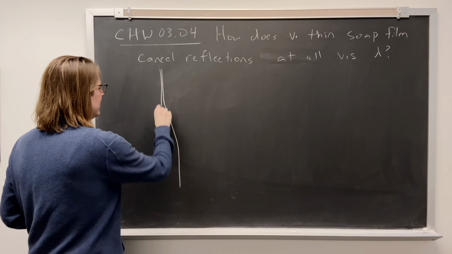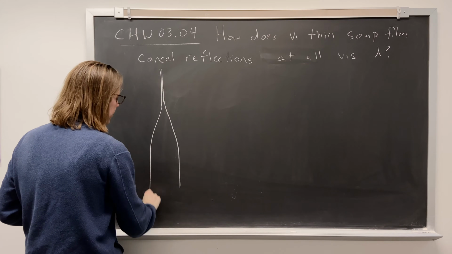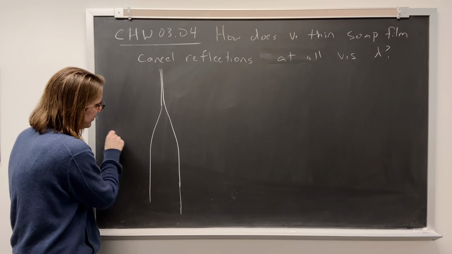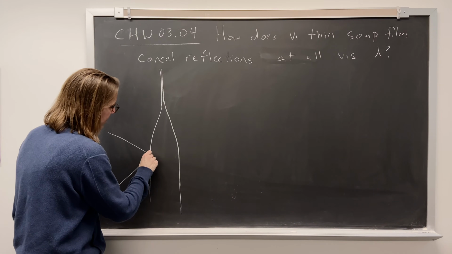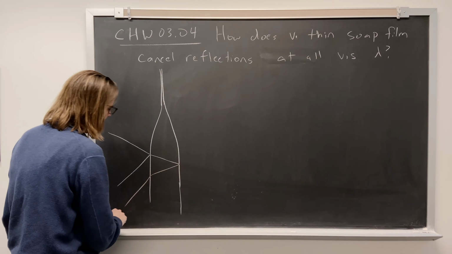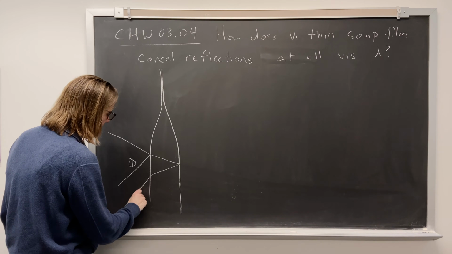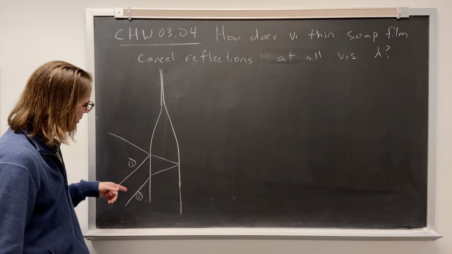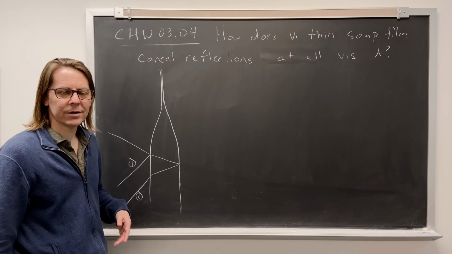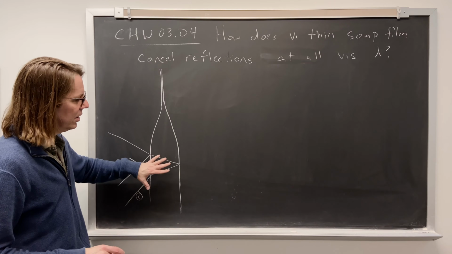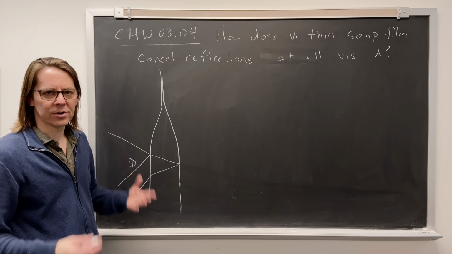Well, to see that, maybe it'll help if we draw out a really thick section down here. And when we look at a really thick section, we have the standard thing that we always say, like that. We're looking at the reflection between the ray reflected off the front and the ray reflected off the back. And we get an interference condition that depends on the wavelength, and that's why you see the colors.